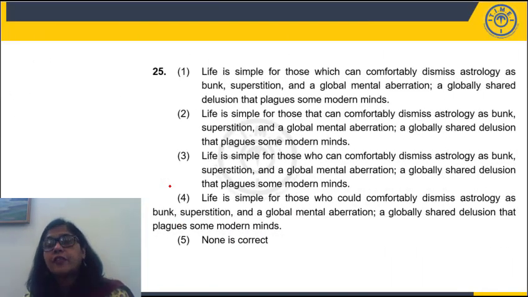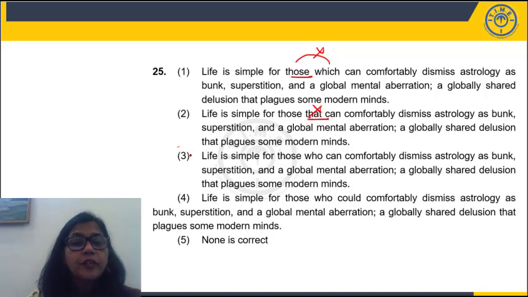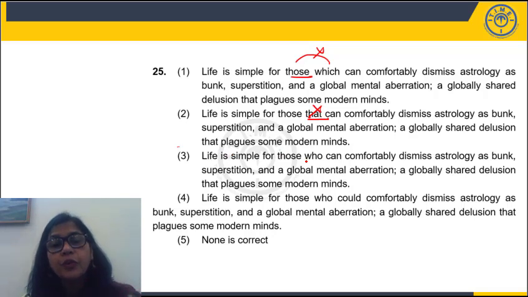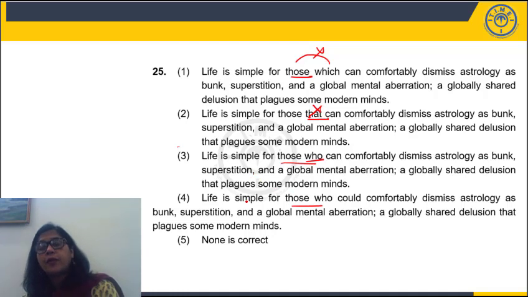Now the 25th. Life is simple for those who, life is simple for those. Who are the those? Those, we are referring to human beings then, right? So we cannot use which over here. Similarly, those that also ruled out. Now we have life is simple for those who, for those who. So let's read them one by one.